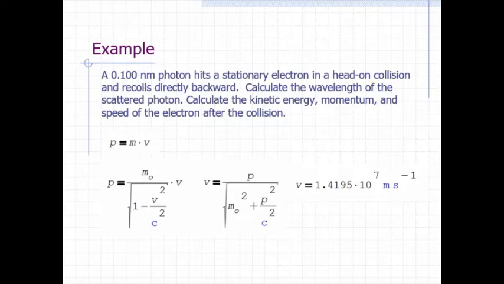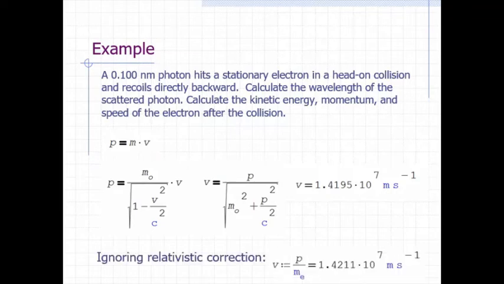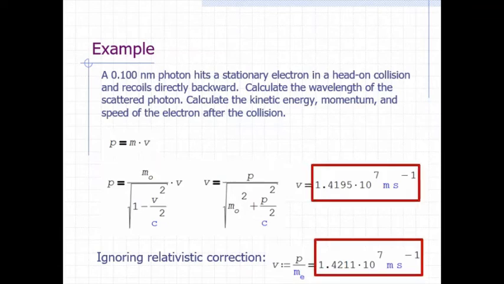What would happen if we use the non-relativistic formula, if we simply divide p by the rest mass? Then we find that the speed is 1.42 times 10 to the 7 meters per second. Note that the two numbers agree to 3 significant digits. Recall that the speed of light is 3 times 10 to the 8 meters per second. So this speed is about 5% of the speed of light.